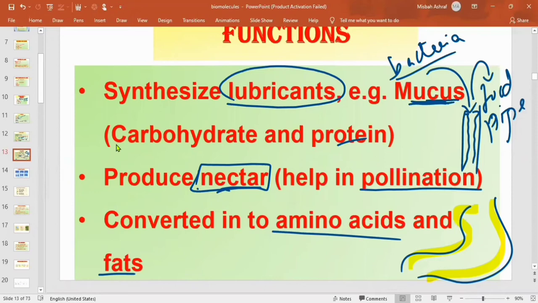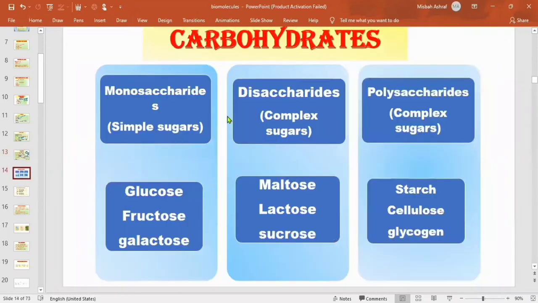नाउ वी विल स्टडी अबाउट द टाइप्स ऑफ द कार्बोहाइड्रेट्स एंड देन वी विल कम टू नो किसके टाइप्स कौन कौन सी है. ठीक है, दिस इज अबाउट द फंक्शन ऑफ द कार्बोहाइड्रेट्स. नेक्स्ट इज अबाउट द टाइप्स.